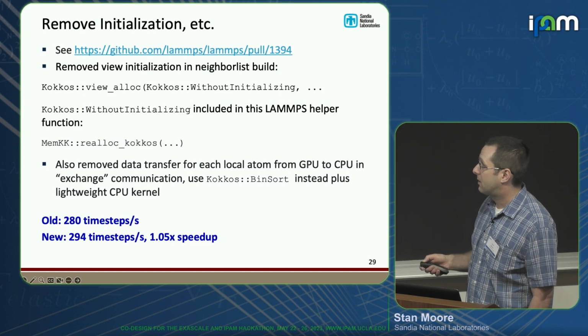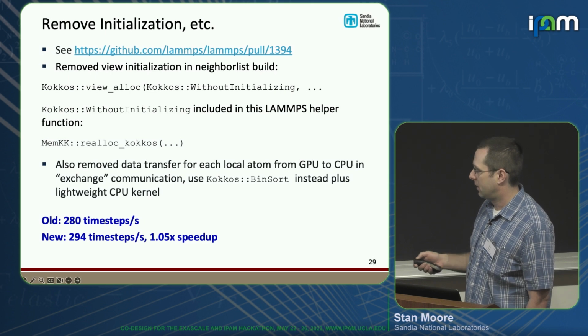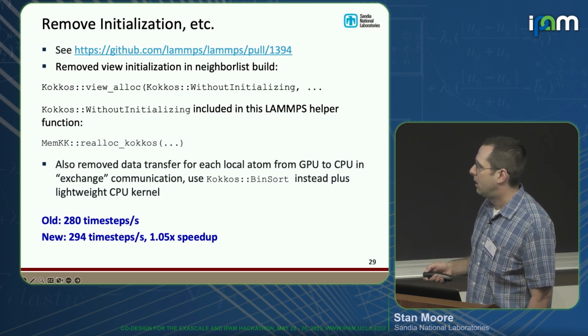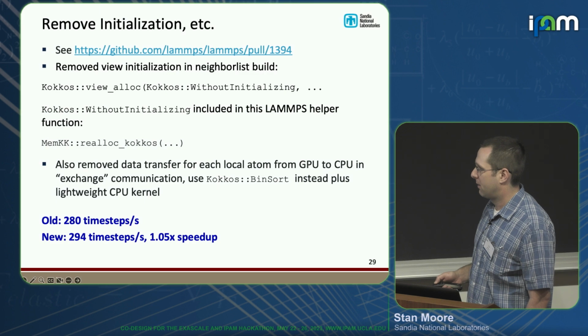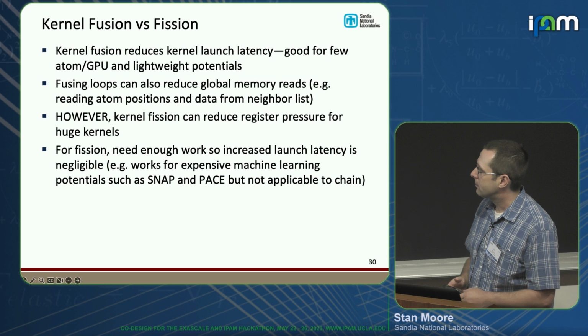You can prevent initialization using this Kokkos variable. There's also a helper function in LAMMPS where you can reallocate memory, which will avoid initialization. I also removed some data transfer. It was on the size of the local atoms, or nlocal, in the exchange communication. I launched another few kernels using sort, but I got rid of this data transfer. That gave about a 5% speedup versus the previous performance.